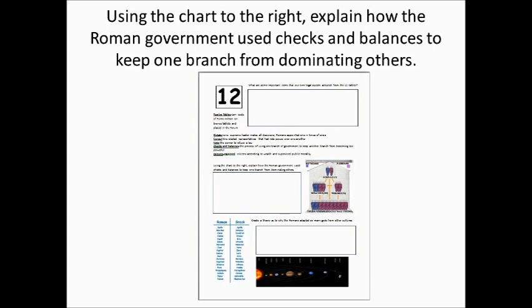Okay, so now on your notes, what I would like for you to do is talk about some of the checks and balances the Roman Republic had built in to look out for each other, to make sure that a consul didn't become too powerful, or that senators didn't become too powerful, or tribunes didn't become too powerful. So what were those checks?